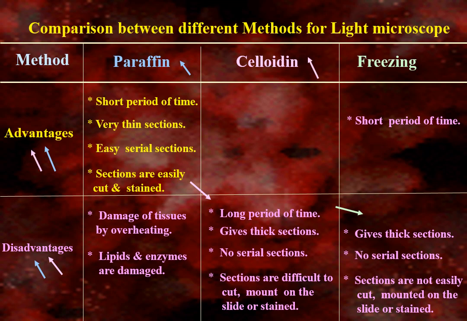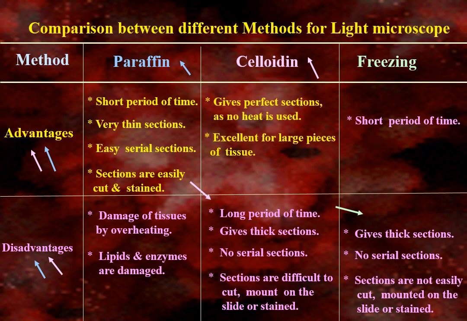Advantages of celloidine method: gives perfect sections as no heat is used. It is excellent for large pieces of tissue. It is better for soft tissues as brain.